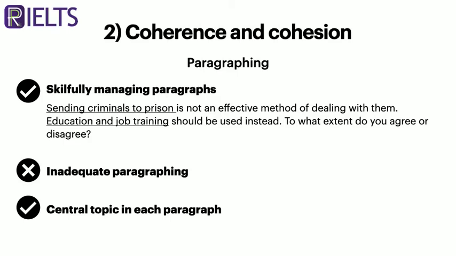Then there should be a central topic in each paragraph. This is the basic purpose of paragraphing, right? We do paragraphing because we want to separate different kinds of information. Each paragraph has its own purpose. For example, there is an essay to discuss advantages and disadvantages. You will make 2 body paragraphs. One will have a central topic of advantages and the other will have a central topic, that is disadvantages, right? So each paragraph should have its own purpose and its own central topic.